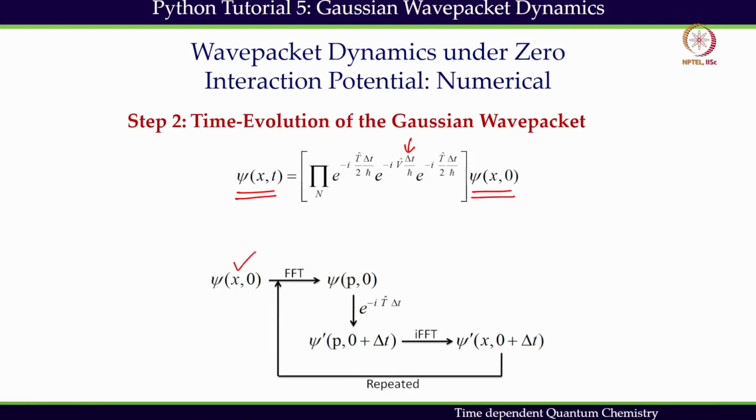I start with this function, and the recipe we have already discussed is that we start with this wave function, we do a Fourier transform to convert it to the momentum domain. In the momentum domain, I employ the kinetic energy operator, and then we come back to the position domain, and then we keep repeating. So, delta t propagation will be repeated until I reach the final time. So, that is the basic idea. We have already developed it.